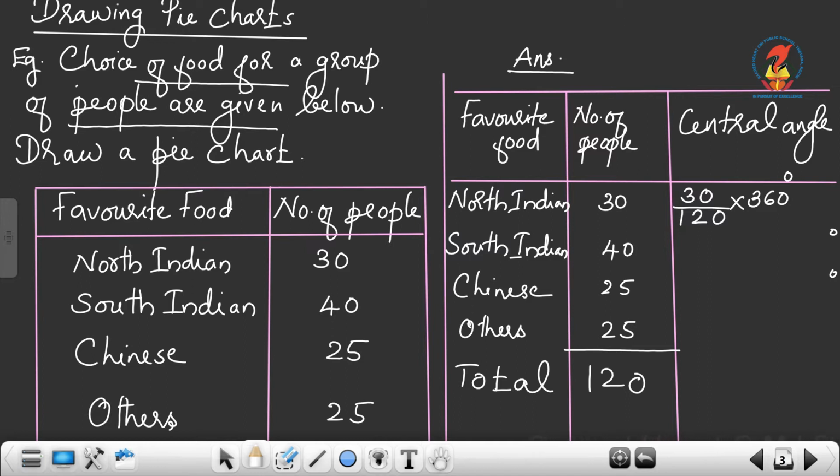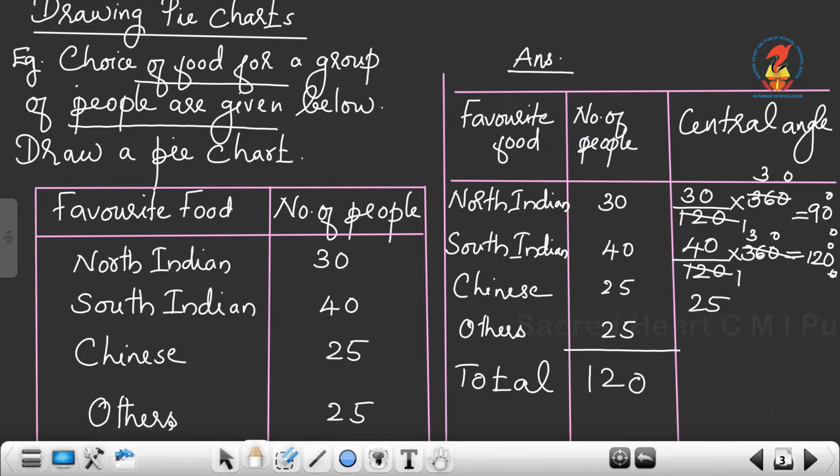Therefore, 30 by 120 into 360 degree. 120 and 360 we can cancel with 120 one time, and here it is 3 times. So 30 into 3 we will get 90 degree. Then next one is out of 120, 40, so 40 by 120 into 360 degree. 120 and 360 we can cancel with 120 one time, here it is 3 times, 40 into 3 you will get 120 degree.